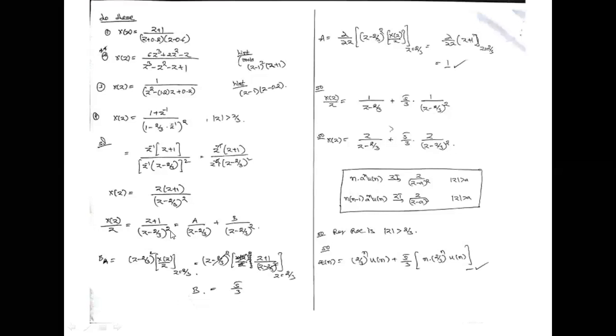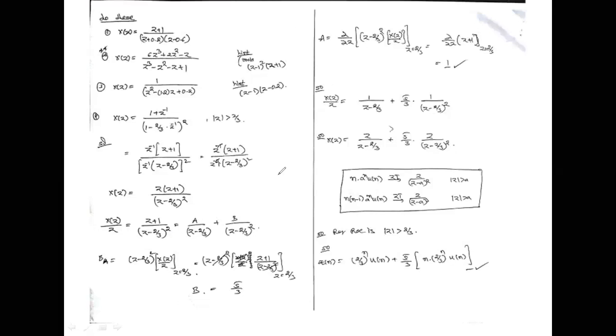(z plus 1) by (z minus 2 by 3) whole square is equal to a by (z minus 2 by 3) plus b by (z minus 2 by 3) whole square. You can get it directly by d by dz or otherwise. So what is the equation here? The (z plus 1) by (z minus 2 by 3) whole square as x of z by z. Got it, my dear friends?